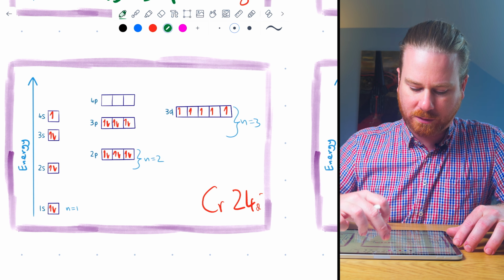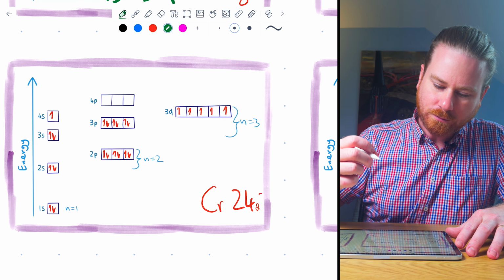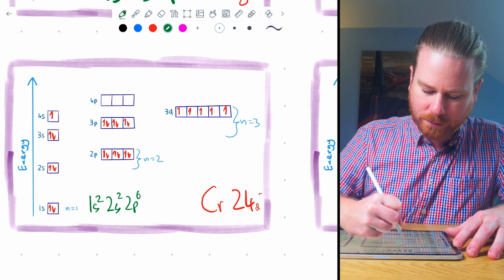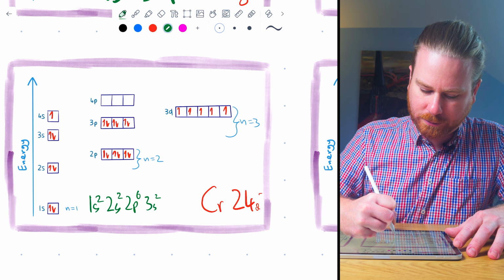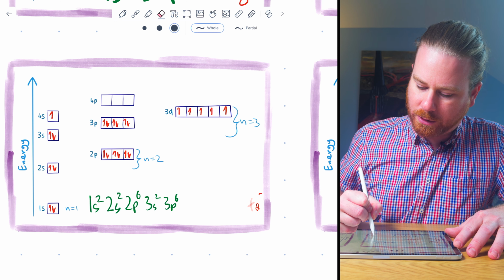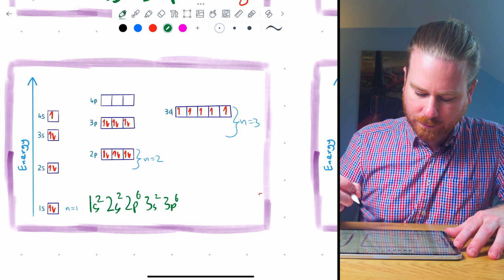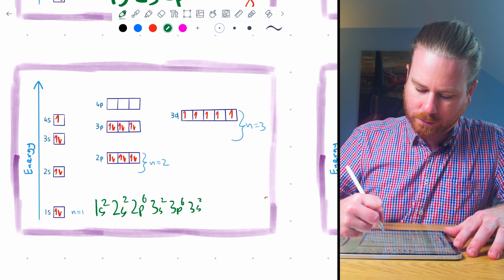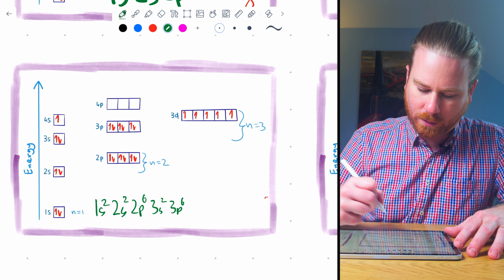So let's do the same for chromium. We have here 1s2, 2s2, 2p6, 3s2, 3p6, then 4s1, 3d5. Just making sure that that gets written first.